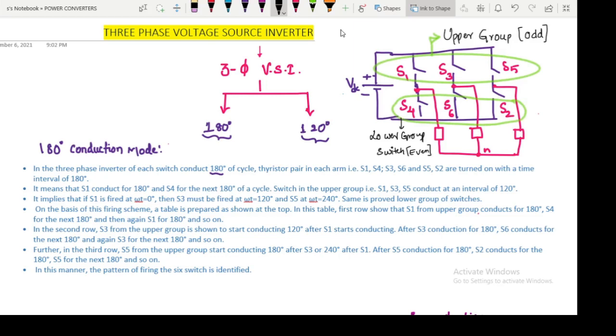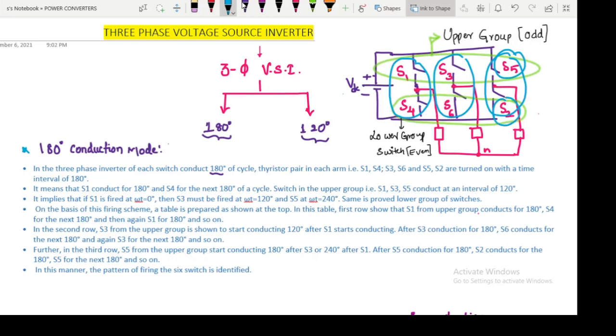This is one wing, this is the second wing, and this is the third wing. At a given instant, only one of the switches in a given wing or arm will be conducting. If S1 is conducting, S4 will be turned off. If S4 is conducting, S1 will be turned off. In the 180 degrees conduction mode, S1 conducts for 180 degrees, and after S1, S4 conducts for 180 degrees in a full cycle of 360 degrees. Similarly, S3 conducts for 180 degrees, after that S6 conducts for 180 degrees in a full cycle of 360 degrees. The same thing happens for S2 and S5. That is what we call 180 degrees conduction.